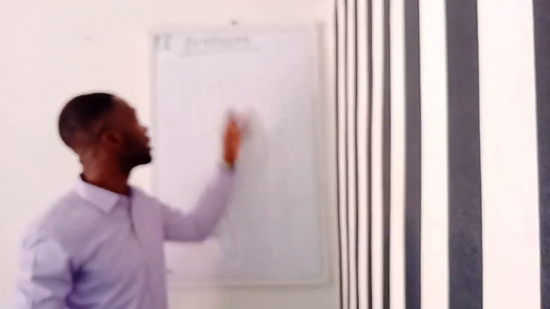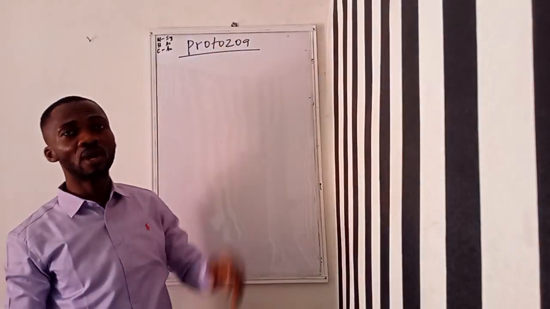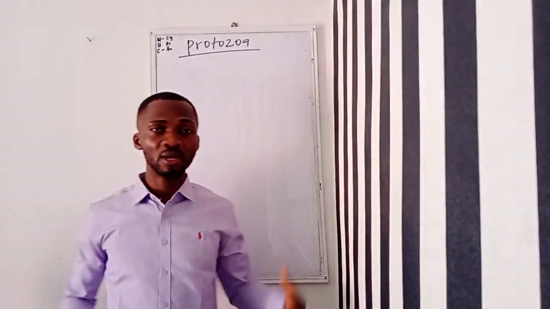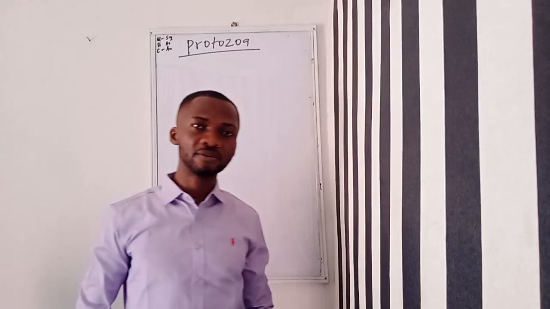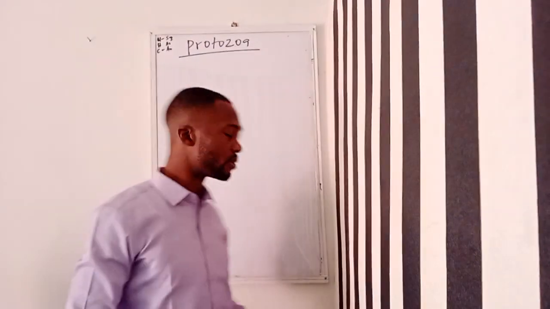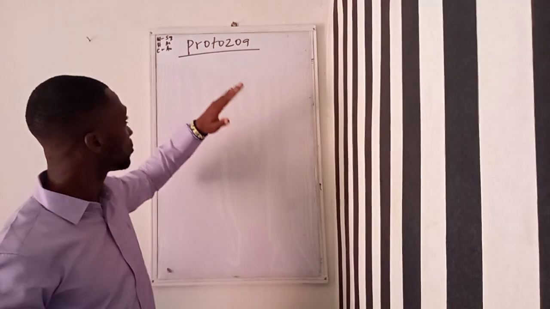Protozoa is the first animal. Proto means first, and zoa means animal. The first animal. And as you can see in the outline I gave, protozoa is the first one. So when we talk about protozoa, we want to look at the characteristics.